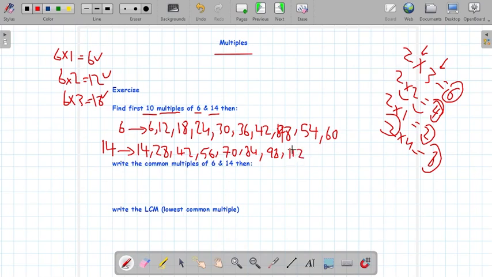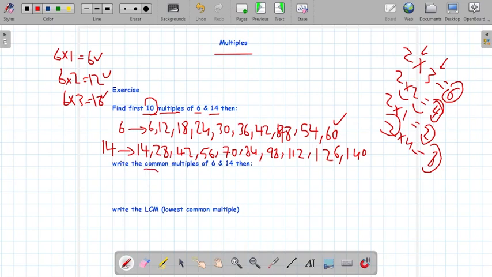I don't want you to continue doing this. Why is that? Because the maximum multiple we found here is 60. So after 112, you still have two multiples, 126 and then 140. This is the first 10 multiples of each one of them.